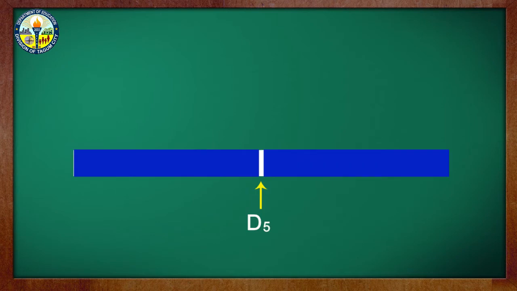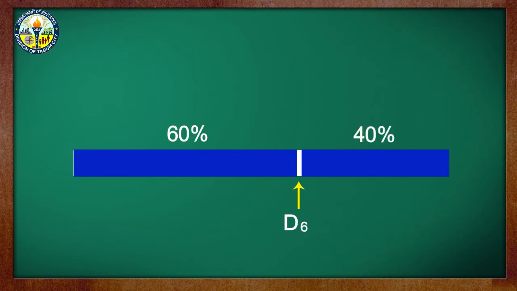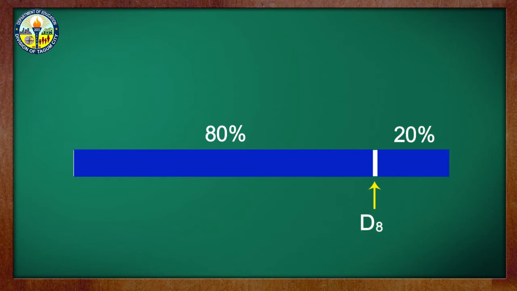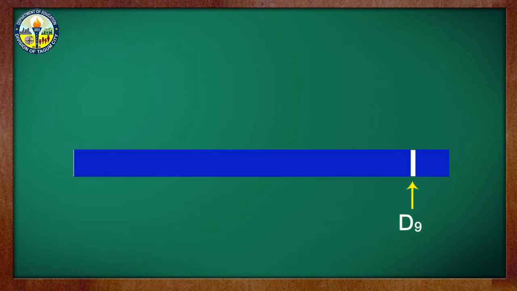The D sub 5 or the fifth decile divides the set of data into lower 50% and upper 50%. Also, this is called the median in the set of data. The sixth decile or D sub 6 divides the set of data into lower 60% and upper 40%. The seventh decile or D sub 7 divides the set of data into lower 70% and upper 30%. The eighth decile divides the set of data into lower 80% and upper 20%. And the ninth decile or D sub 9 divides the set of data into lower 90% and upper 10%.